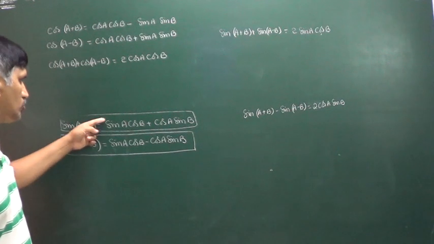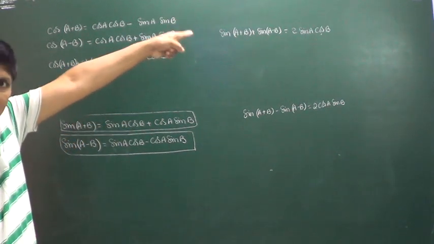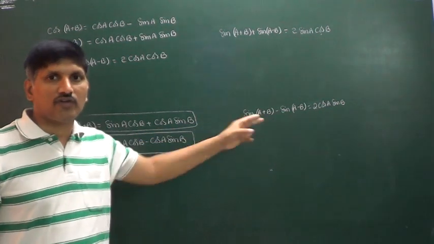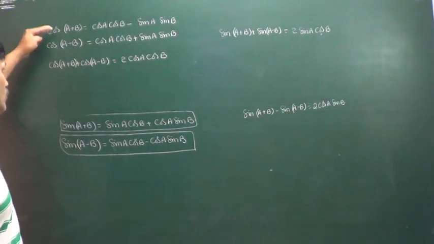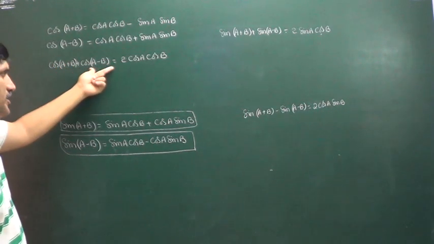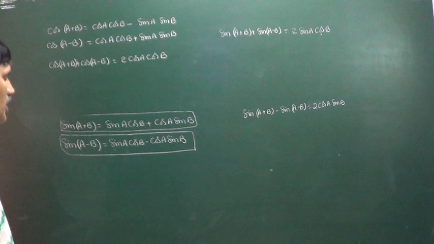That means these two addition we got that formula. Yes, you have to remember that formula. These two subtraction we got another formula. At the same time, these two addition we got the formula cos(A+B) + cos(A-B) is equal to 2 cos A cos B.